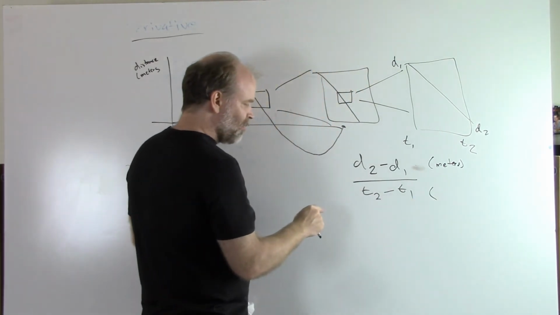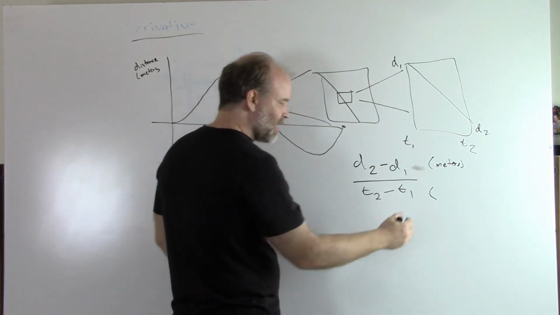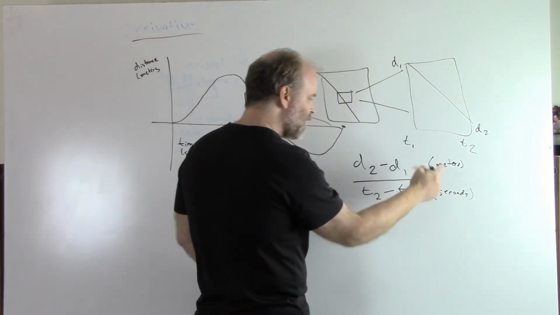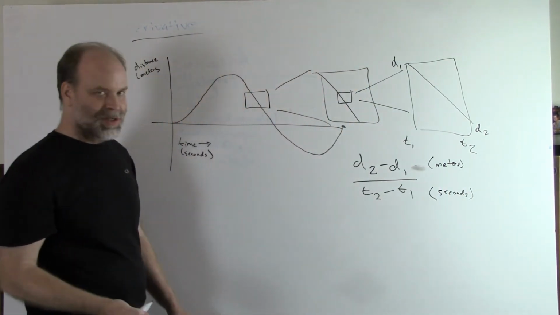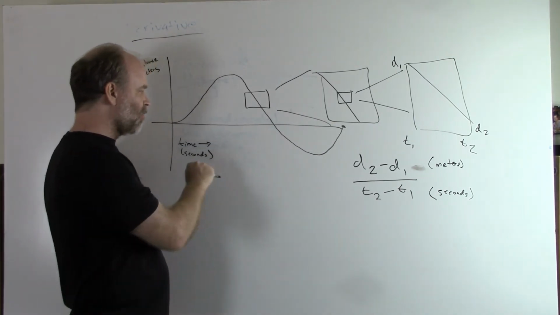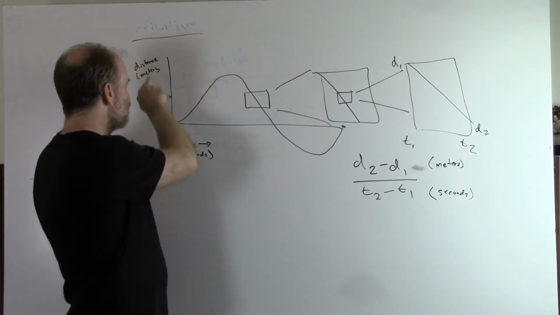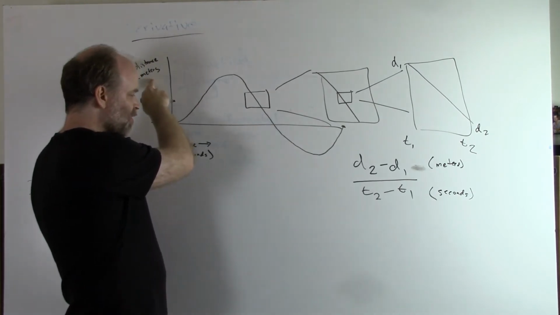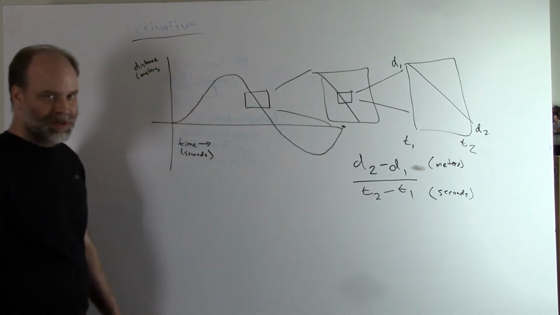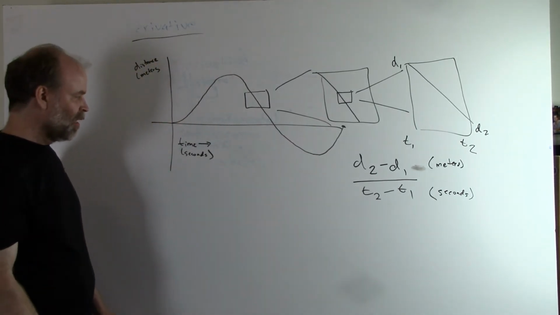And the time part of it is in seconds. We're dividing meters by seconds. Those are units of velocity. So you take a curve where the y-axis is distance and the x-axis is time. You're computing velocities with the derivative by forming these quotients.